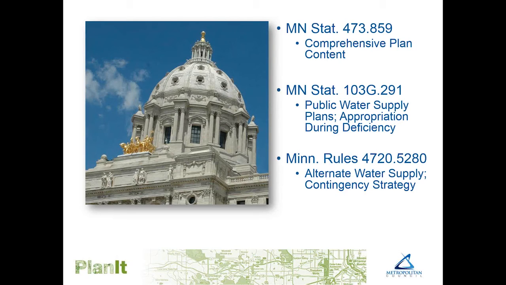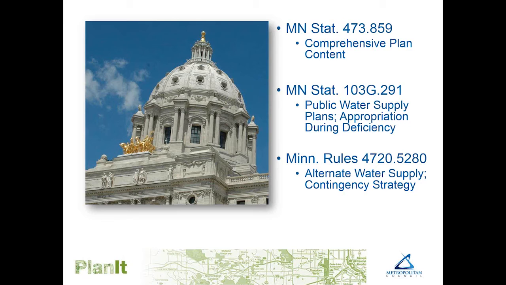All communities in the metropolitan area should address water supply in their comprehensive plans in some fashion. However, a local water supply plan is required for all communities within the metropolitan area with a municipal public water supply system. Completing a water supply plan fulfills 3 agency requirements, including 1, Metropolitan Council requirements to address water supply in local comprehensive plans, 2, Department of Natural Resources requirements to complete a public water supply plan, including demand reduction measures, and 3, Department of Health requirements to address contingency planning for water supply interruption.